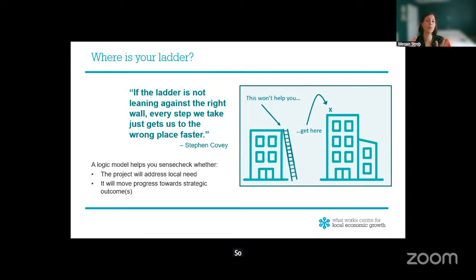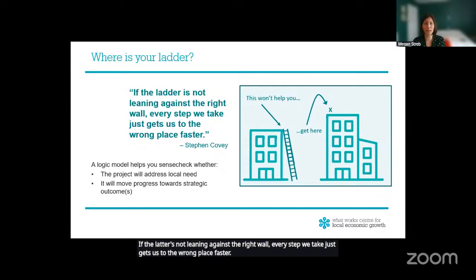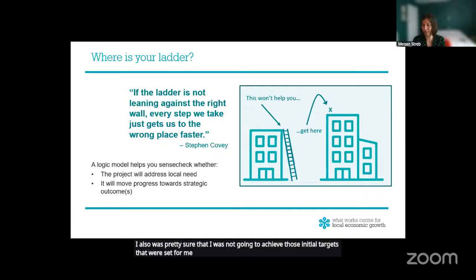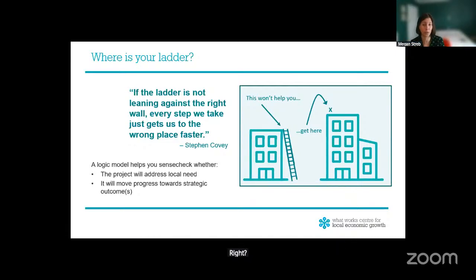So Stephen Covey has a really good quote. If the ladder's not leaning against the right wall, every step we take just gets us to the wrong place faster. And I've definitely had experiences when I've done delivery. I knew I was doing good work. I also was pretty sure that I was not going to achieve those initial targets that were set for me. And I wasn't totally convinced that maybe I was doing what was originally intended, even though I knew that I was doing good work, right? And I was seeing good outcomes.